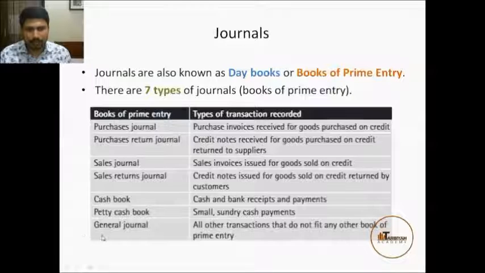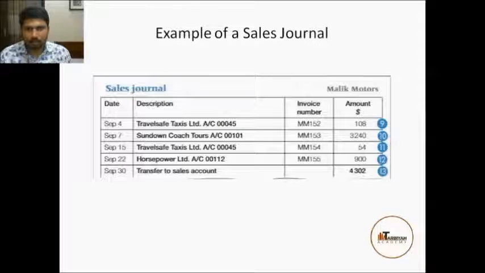And then finally we have the general journal. So any transaction that does not fit any of these other types of day books or journals, you just put into the general journal. So the general journal is basically for all other types of transactions that do not fit with any of these five books of prime entry. Okay, all right, so this is what a sales journal looks like.